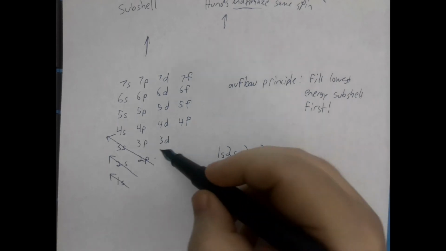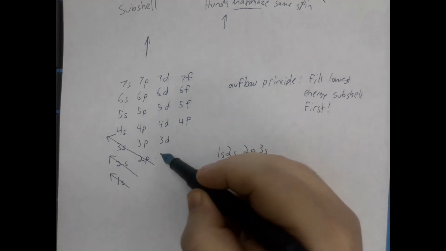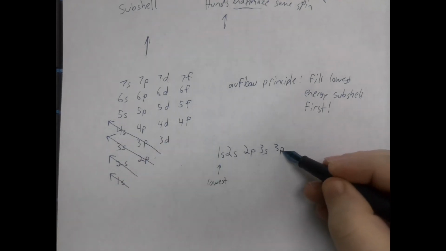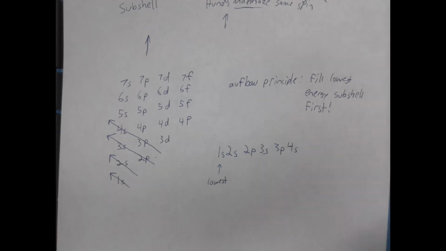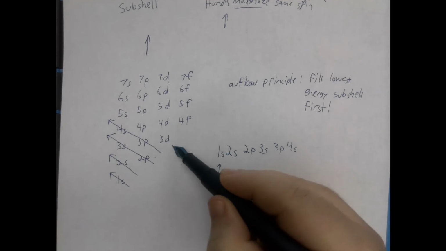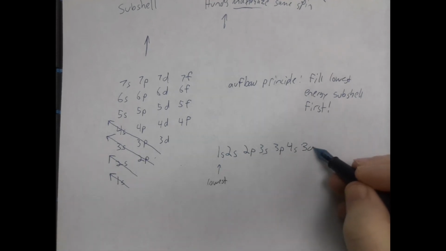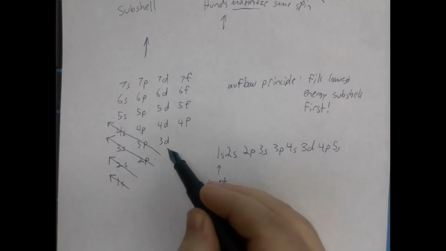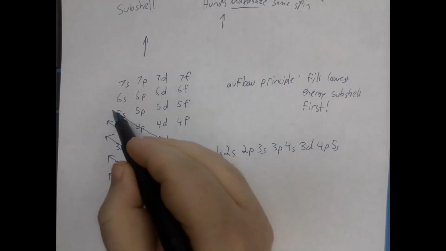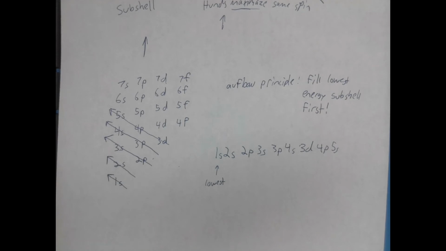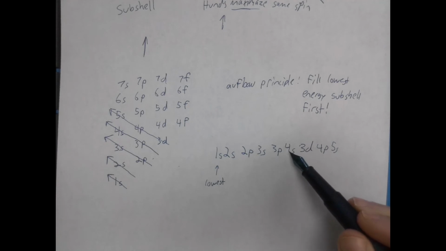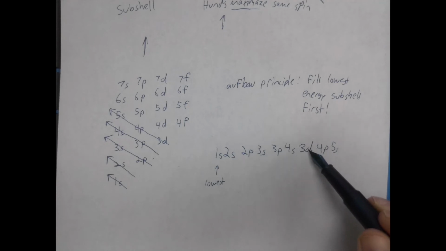The fifth lowest is not 3D, but 3P. And then 4S. The next lowest is 3D, then 4P, then 5S. You notice I'm drawing them in the diagonals. So note that all the 3's are not grouped together. 4S has a lower energy state than 3D.